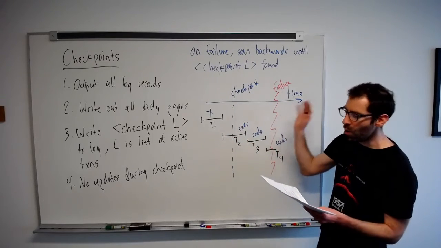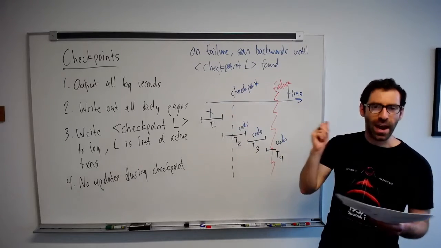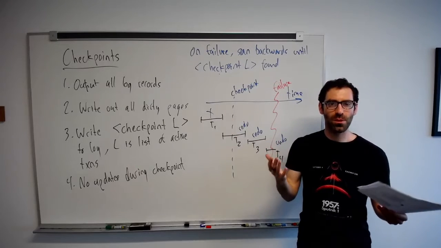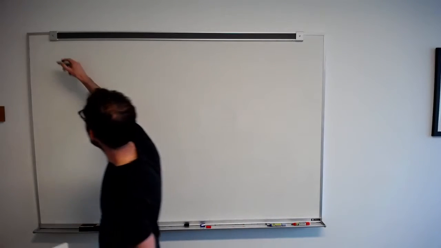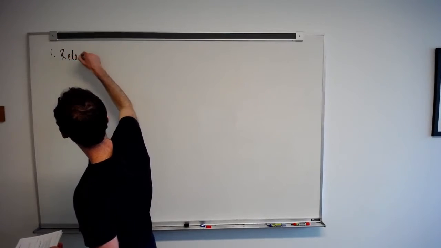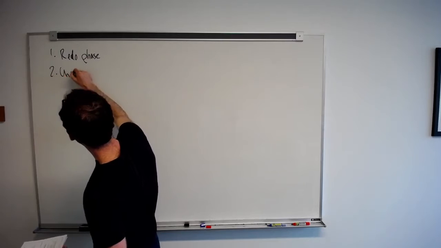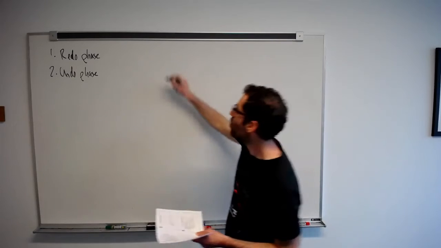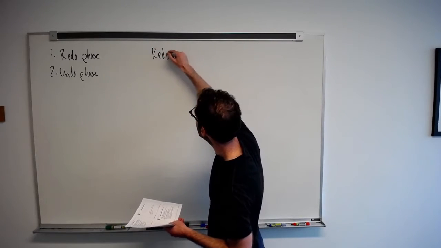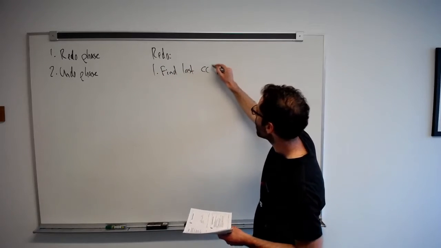All right, so with all of this in place, now it's time to actually talk about the algorithm that we'll use to recover at this point of failure. Our recovery is going to consist of two phases. We're going to have a redo phase and an undo phase. So to redo, we're going to find our last checkpoint.